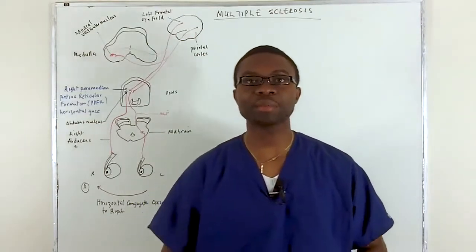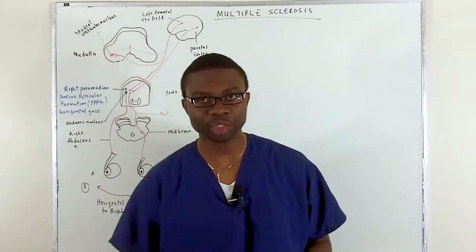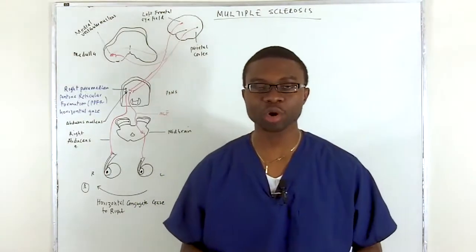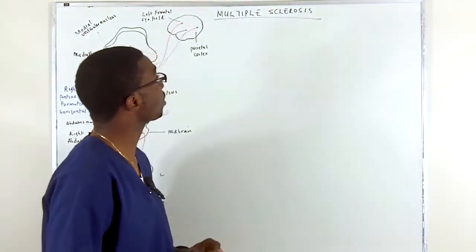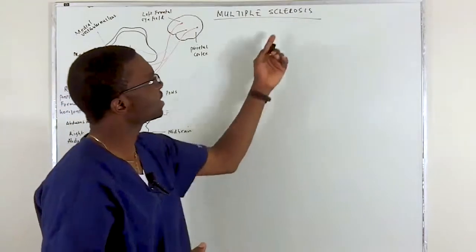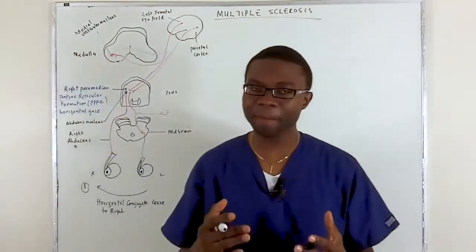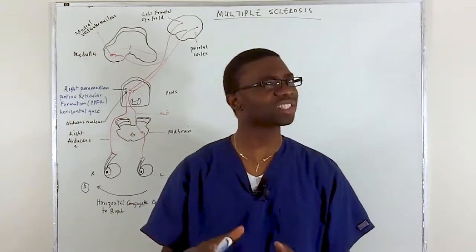Our next lecture today is going to be on demyelinating disease. We're going to start by talking about multiple sclerosis. Now, what's the definition of multiple sclerosis? Let's break the word into two. Multiple means many. Sclerosis in medicine means a lot of scar tissue. So there's scar tissue forming.